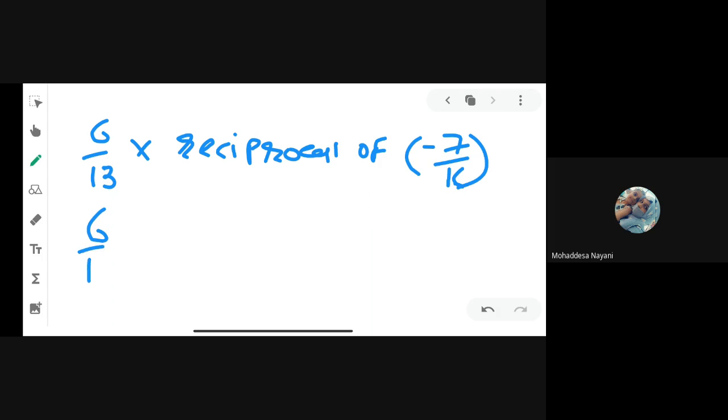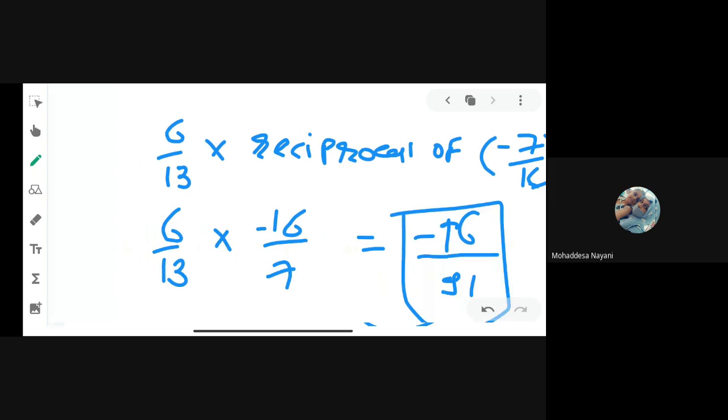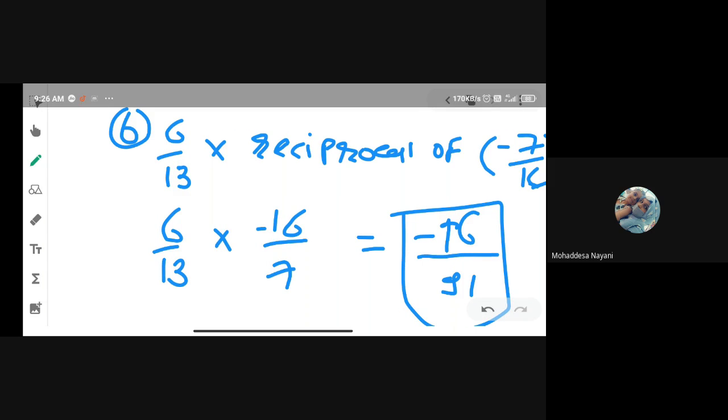So first we have to take the reciprocal. The reciprocal of minus 7 by 16 is minus 16 by 7. Yes or no? Yes. Okay, now multiply: 6 times 16 is minus 96, upon 13 times 7 is 91. It is your answer. Yes or no? Yes.